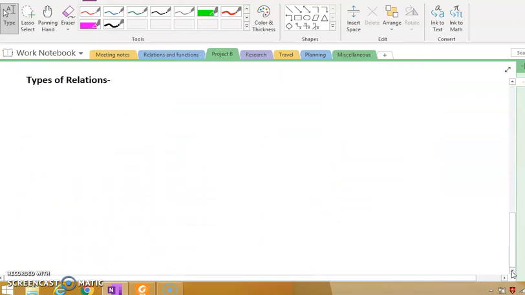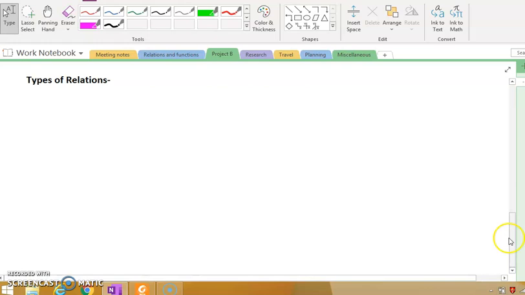So now we will learn the types of relations. In the types of relations, first of all we will study the empty or void relation. Then I'll talk about the universal relation, identity relation, reflexive, symmetric, transitive, and then equivalence relation. So they all are very important. Okay. So let's understand.